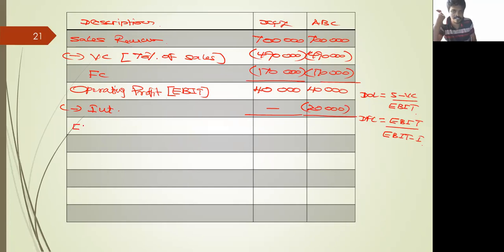Then earnings before tax: XYZ 40,000, ABC 20,000. Watch how this is done. Then we can pay taxes at 35%. That means 40,000 into 35%, which is 14,000.